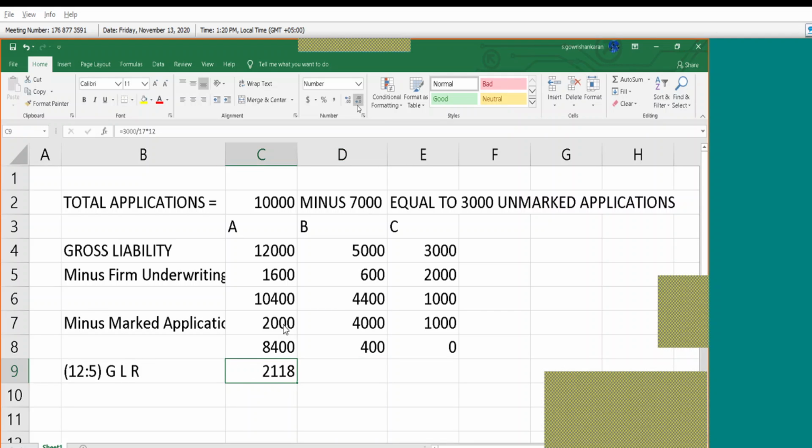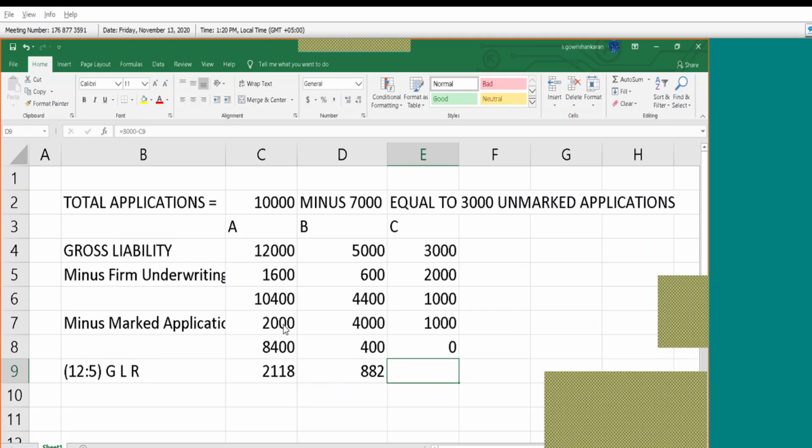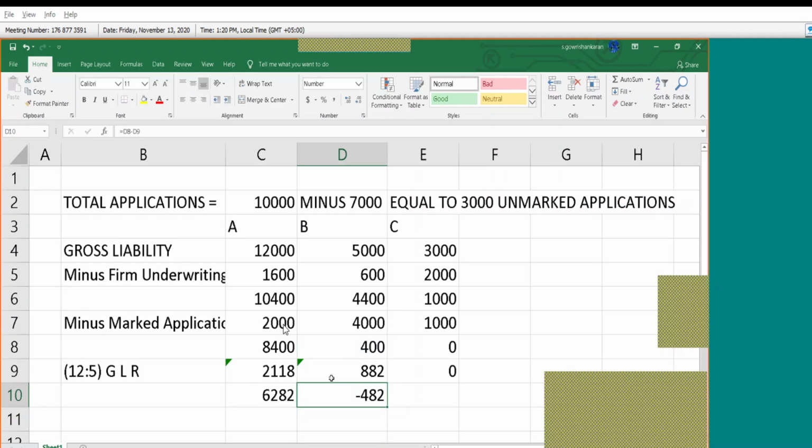You go by this format, 2118. So 2118. So 3000 minus 2118 is 882. Okay. Again there is an excess deduction that we will do. 8400 minus 2118 is 6282. 400 minus 882 is 482.